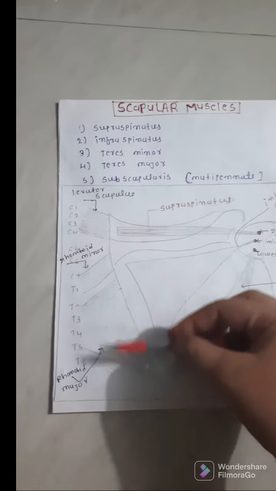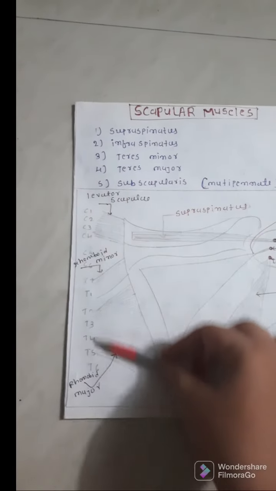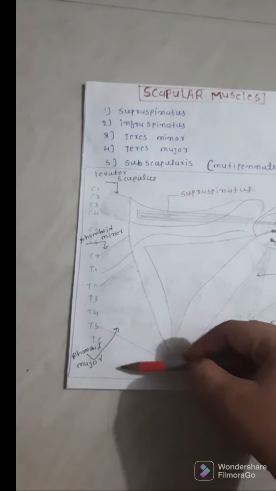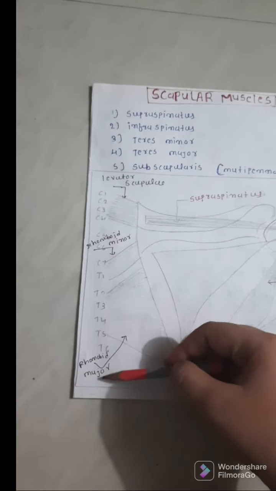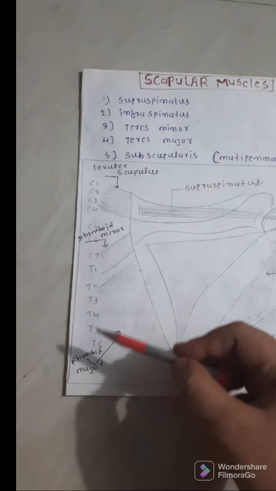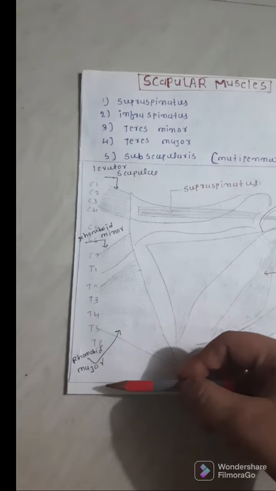And this is also drawn in this diagram. We can easily draw and we can easily understand also these three muscles: levator scapulae, rhomboid minor, rhomboid major. We can discuss in later.